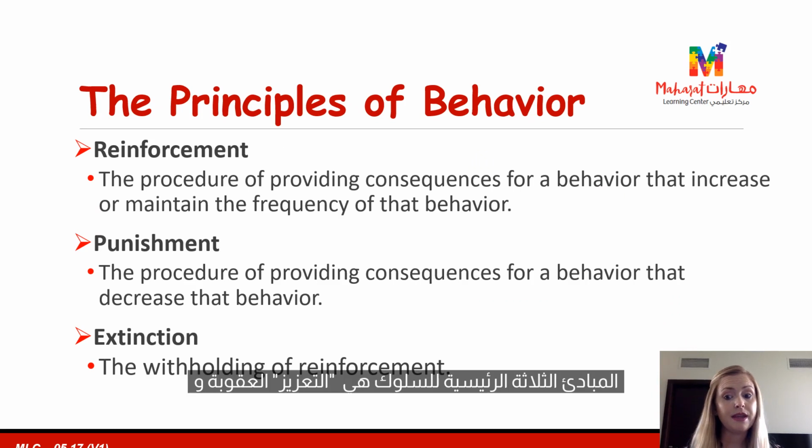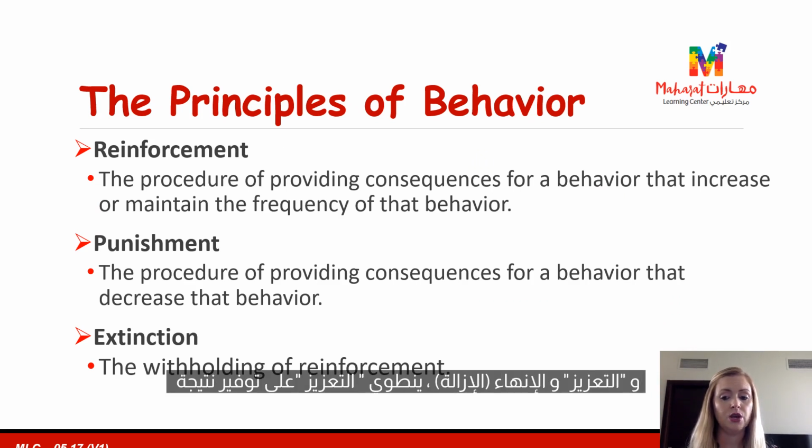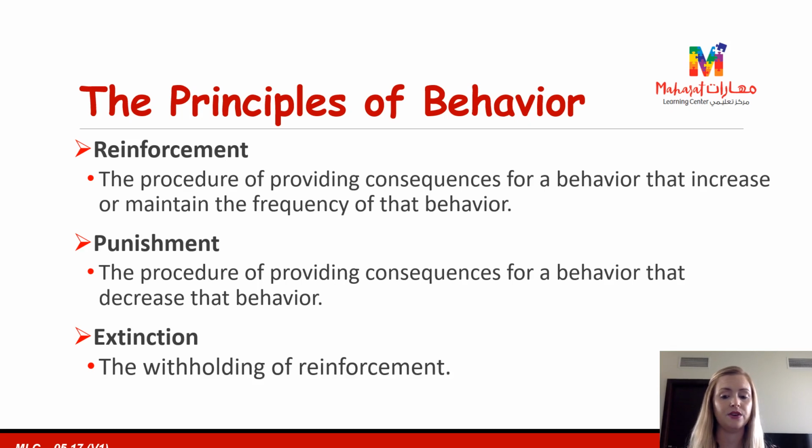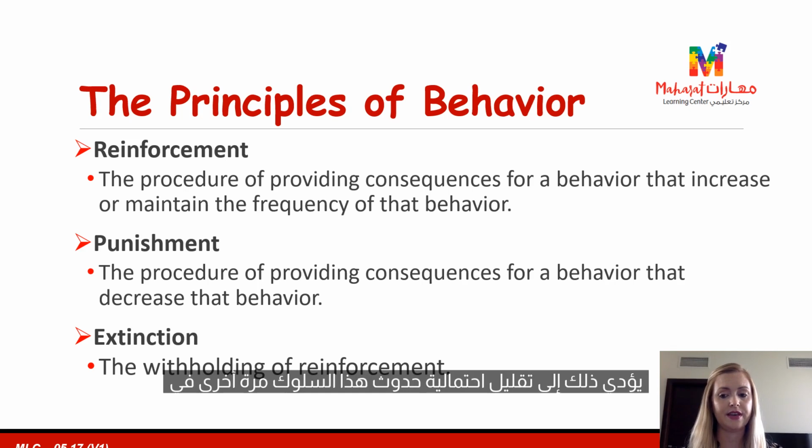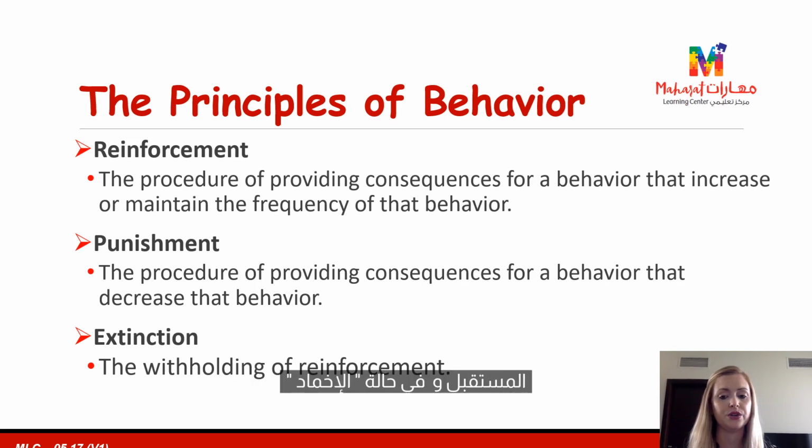The 3 main principles of behavior are reinforcement, punishment, and extinction. Reinforcement involves providing a consequence for a behavior that increases or maintains the likelihood that that behavior will occur again in the future. The term punishment in the field of ABA literally means to reduce behavior. So we provide a consequence for a behavior that reduces the likelihood that that behavior will occur again in the future. With extinction, you withhold reinforcement after a behavior has occurred. You do not remove reinforcement, but you withhold giving it.